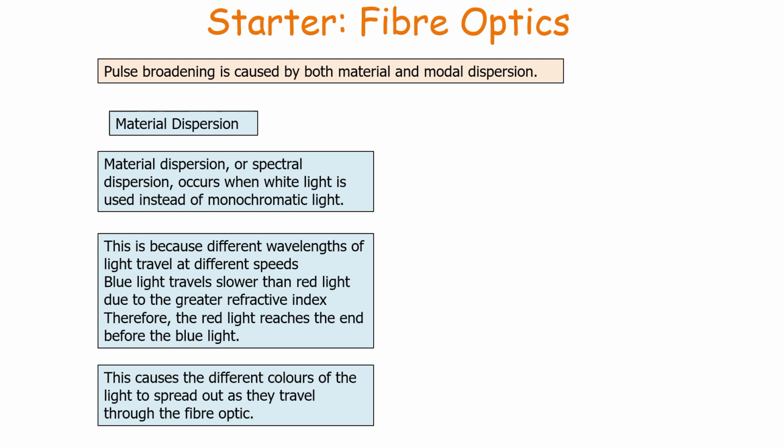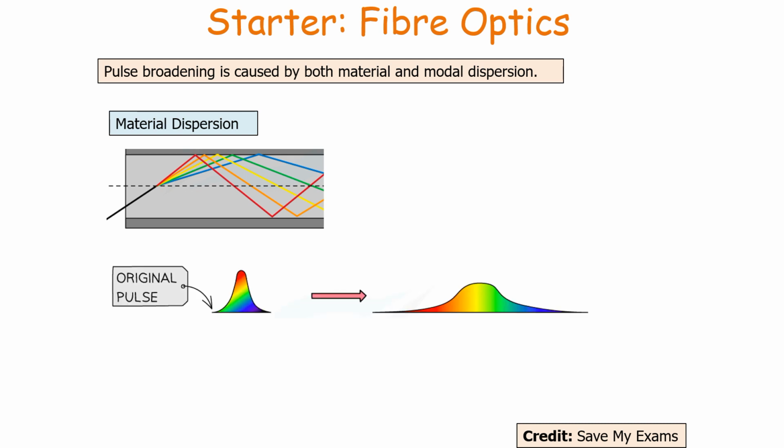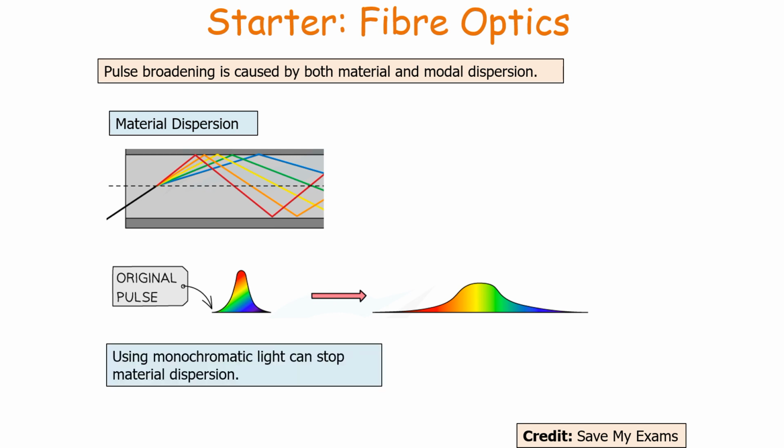So this would cause the different colours of light to spread out in your fibre optic as they're travelling down, as shown in the following diagram. So this would cause the pulse of the information to be a lot broader at the end compared to the start. Now to reduce material dispersion, monochromatic light can be used to prevent this from taking place.